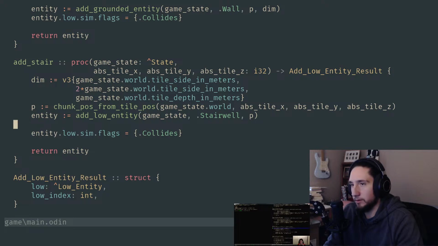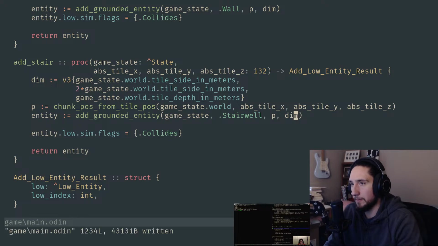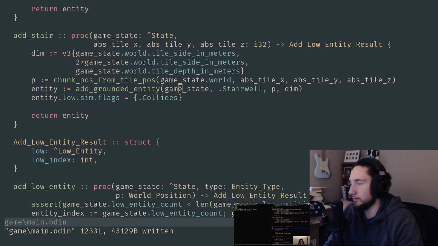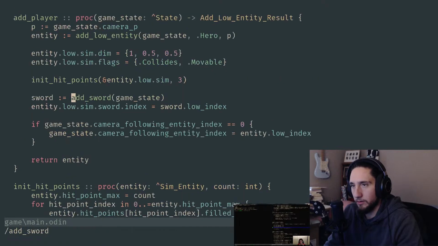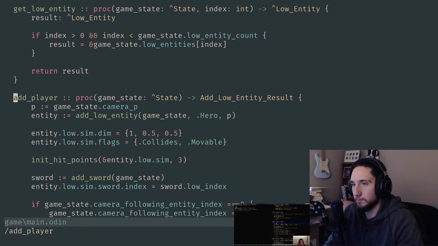Okay, add grounded with that dim. And then we set the flags. And I think that all looks fine. There we go. And what else we got? We got our sword. Yeah, the sword. Add sword. Our sword isn't a problem because it doesn't actually have a position at the moment, so we can leave that for now.